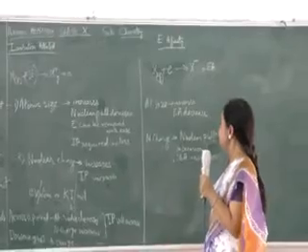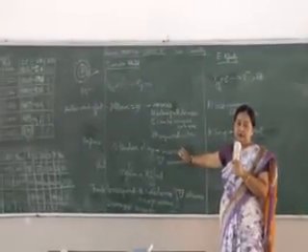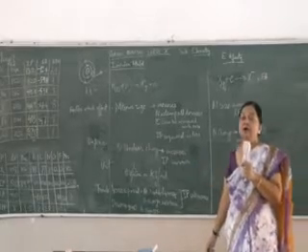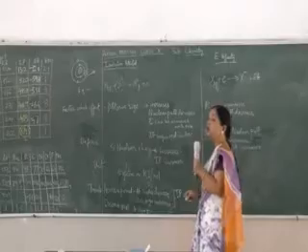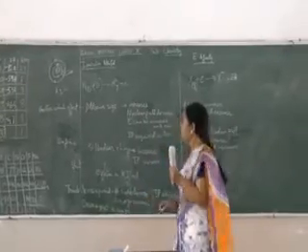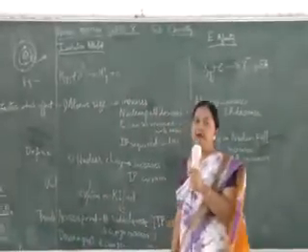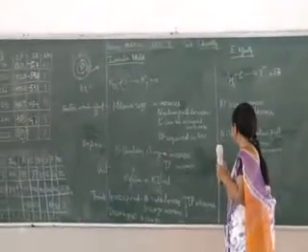Now what is the trend? The unit is the same as ionization potential. That is electron volt per atom, or in the SI unit, kilojoules per mole. Now the trend, across the period and down a group. Across a period, trend.